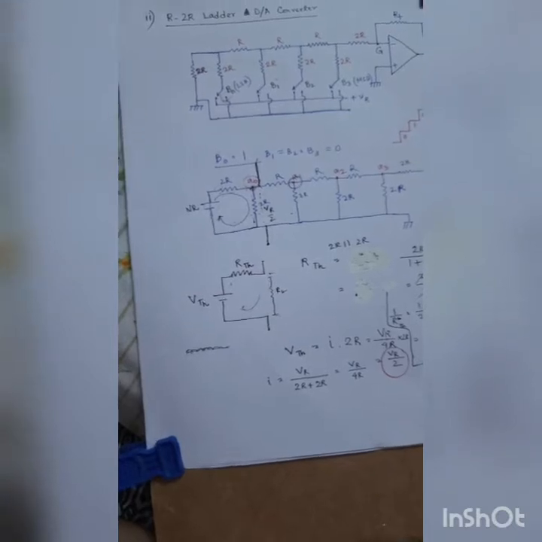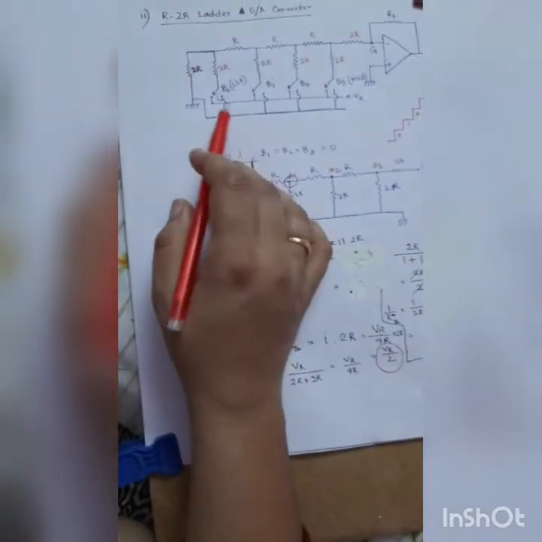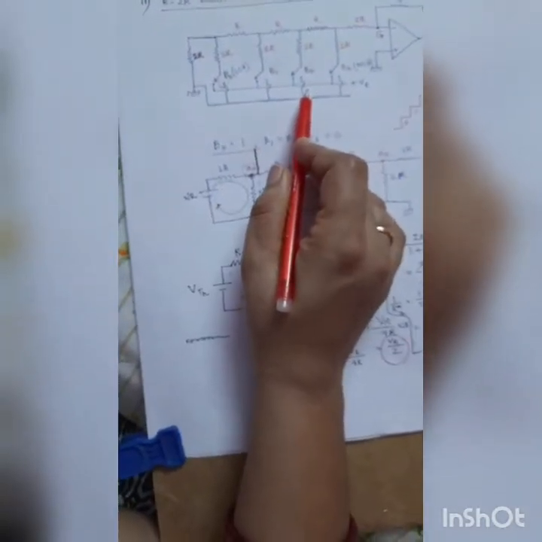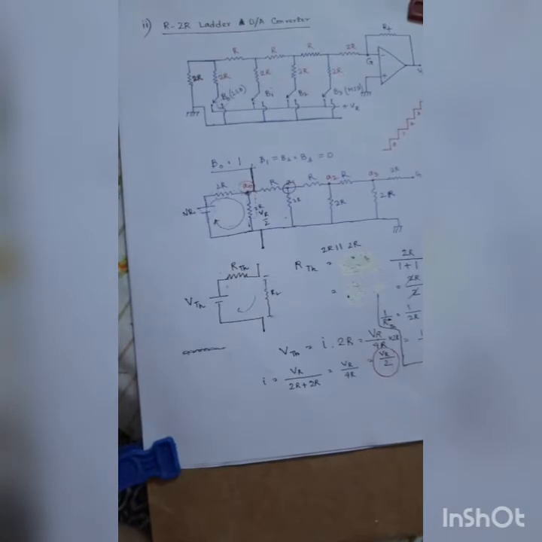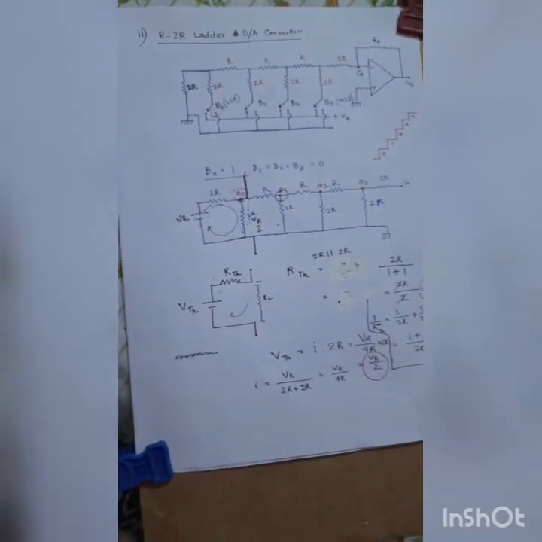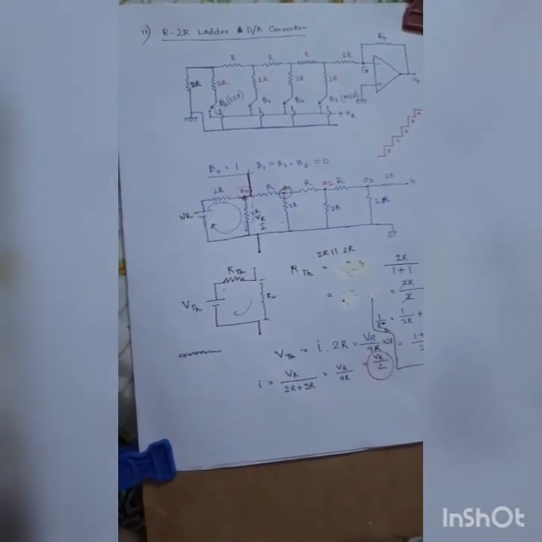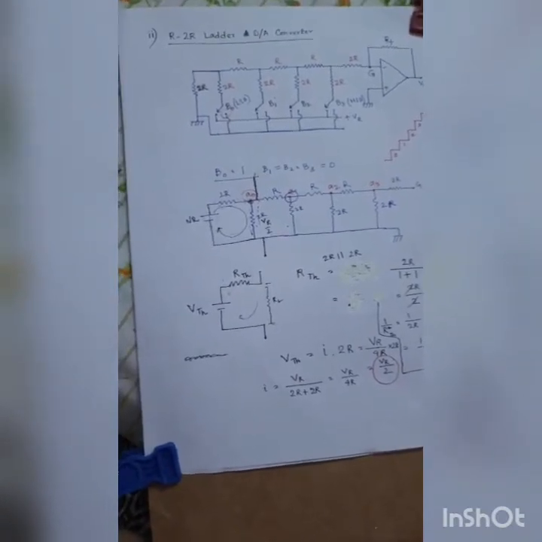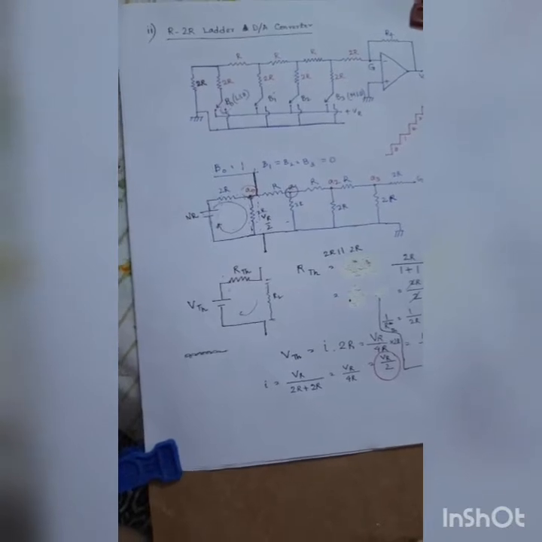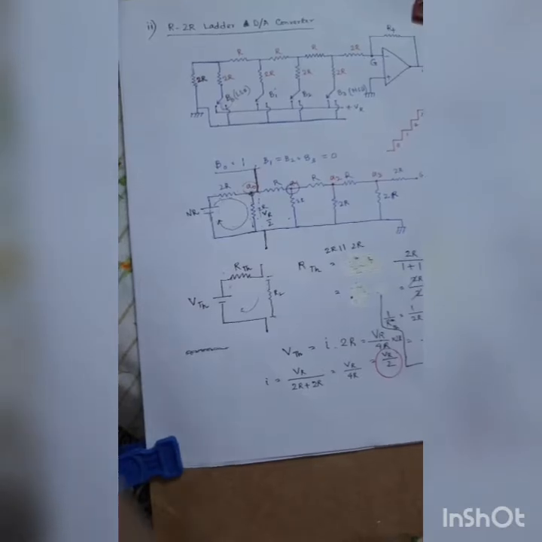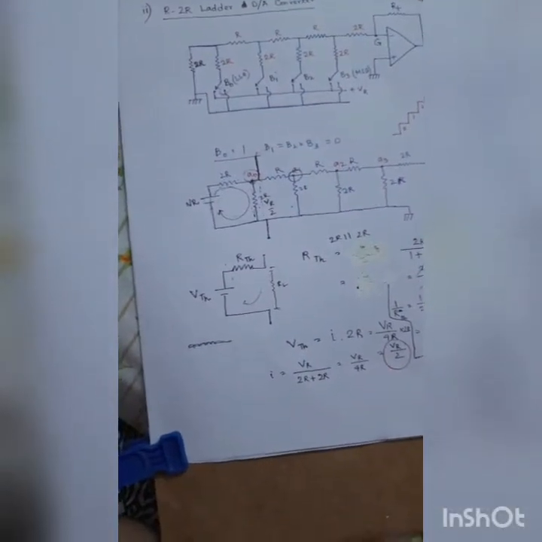Because how much resistance do we require if B0 is 1, or if B1 is 1, or if B2 is 1, or if B3 is 1. So I just want to recapitulate one thing: again there is a 4 bit representation from B3 to B0, where B3 is MSB and B0 is LSB. So again this 4 bit is connected as switches in this circuit.